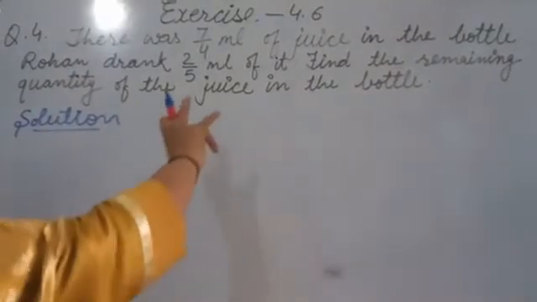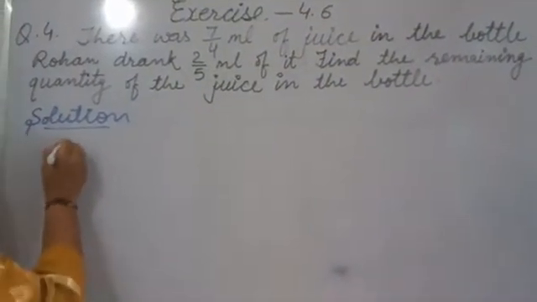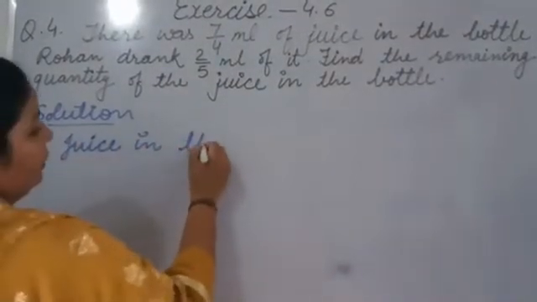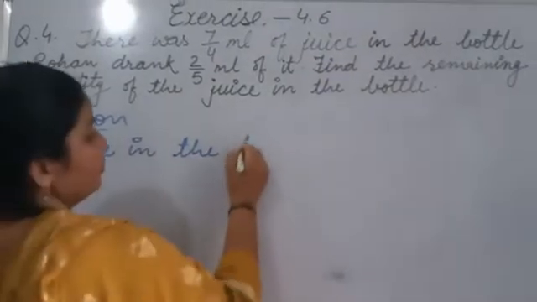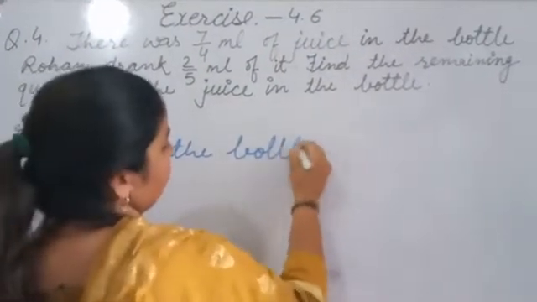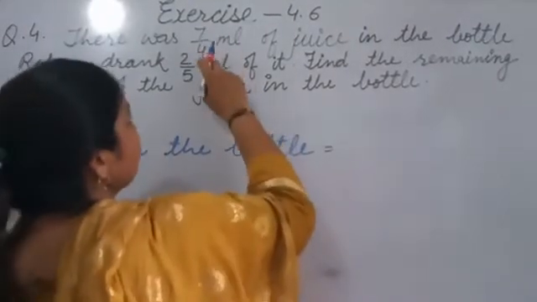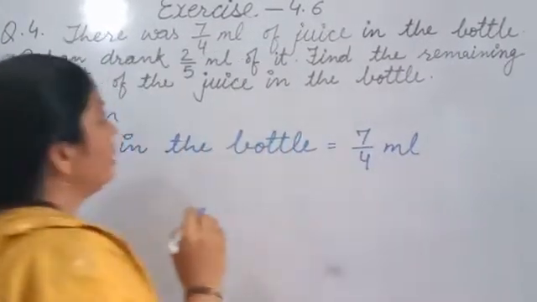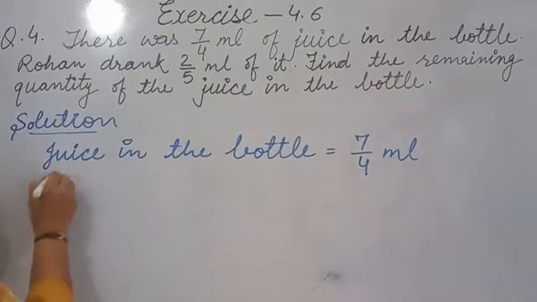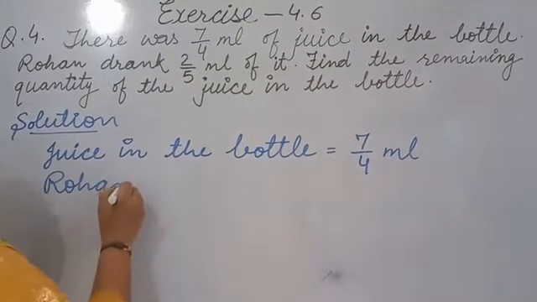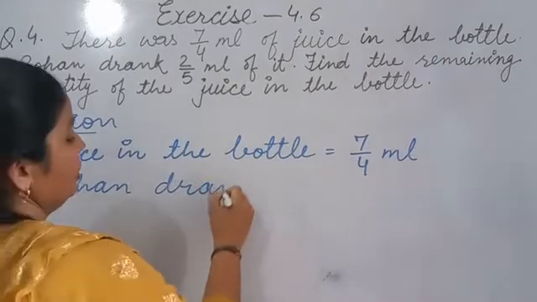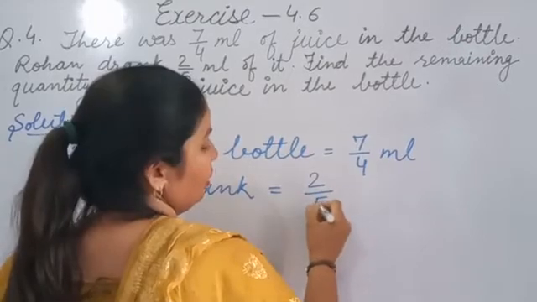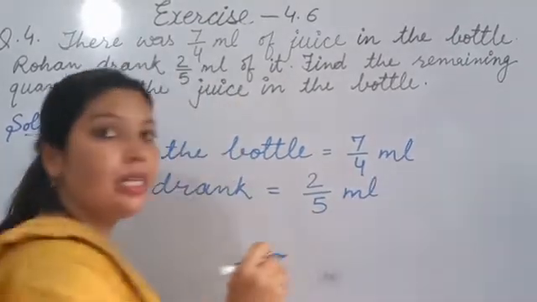First of all we should write juice in the bottle. How much juice in the bottle? 7/4 ml. Okay. Now Rohan drank. How much Rohan drank? So we write here Rohan drank. रोहन ने कितना पी लिया था? 2/5 ml. Okay, that was drunk by Rohan.